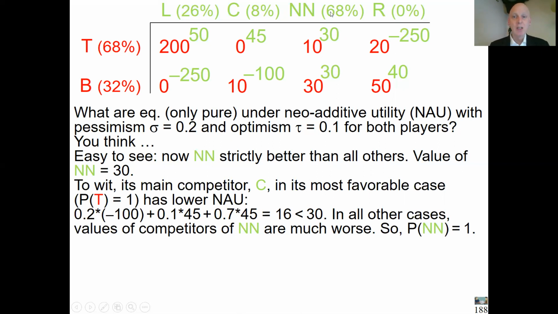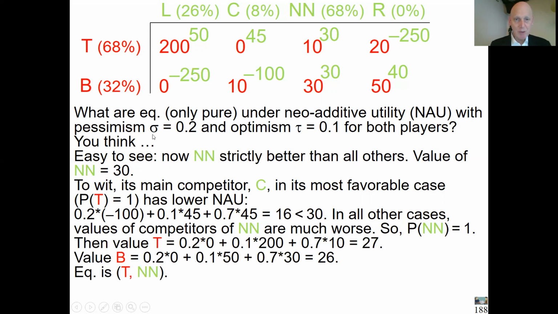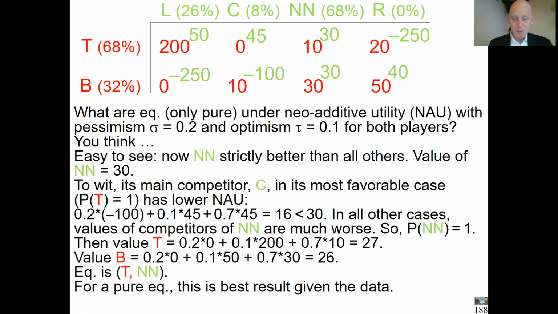So the neo-additive model says the column player chooses NN with probability 1. Okay, then how about the row player? Now the row player knows NN is chosen with probability 1, but still considers the others to be possible. And the calculations are a close call. I just give them here. T has the value 27, B has the value 26. So it turns out that T is better according to the neo-additive model than B. So the neo-additive model says the equilibrium will be T and NN. And you see that these are also the majority choices that were found empirically. So again, the neo-additive model gives good empirical results, another success for the theory.